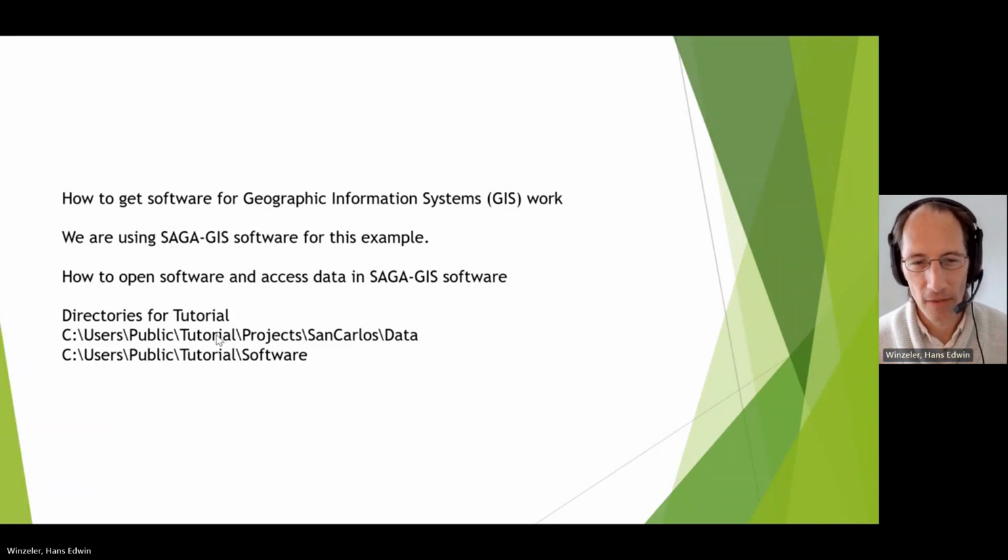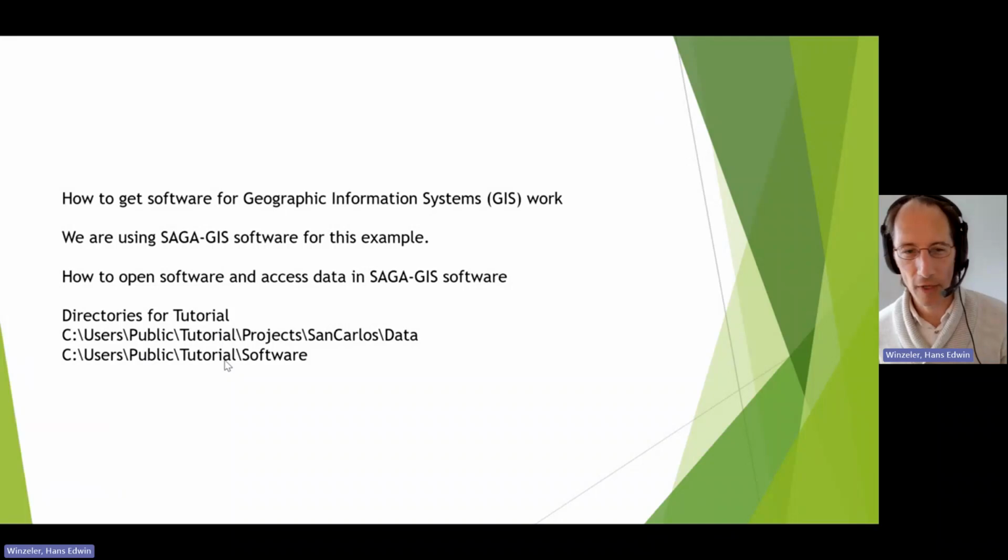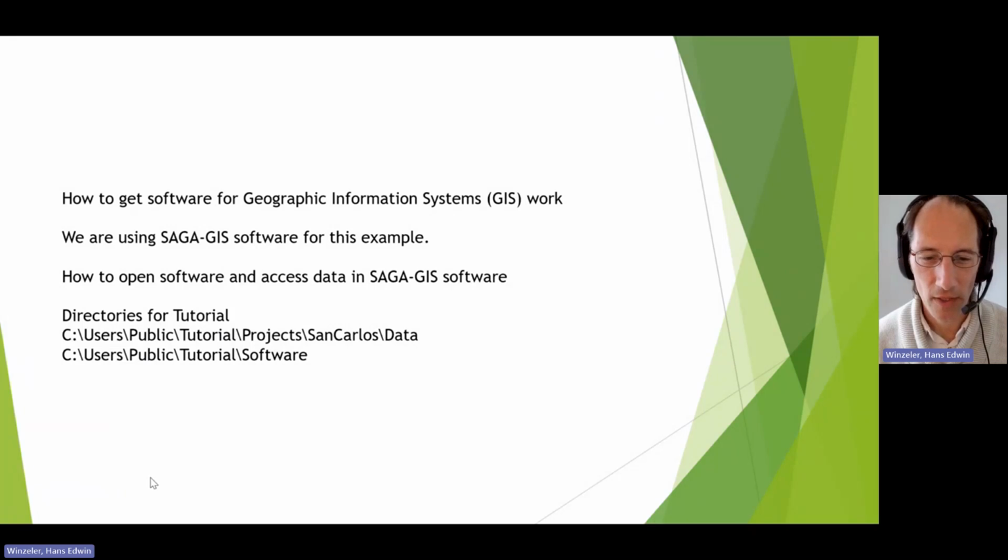So step number one is to get the data in the tutorial folder or directory, and that should have been supplied for you already. So step number two would be to get the SAGA GIS software. So that's what we're going to do.